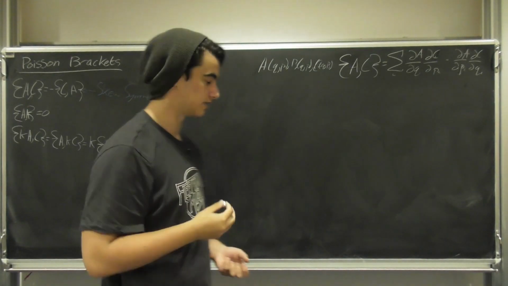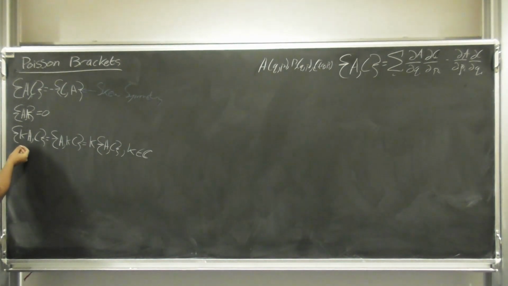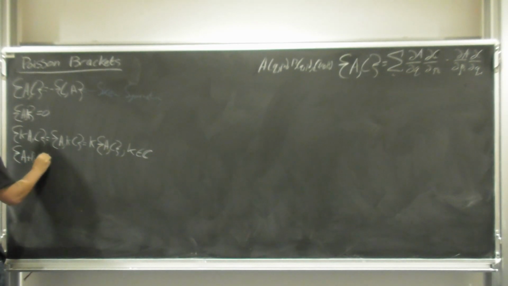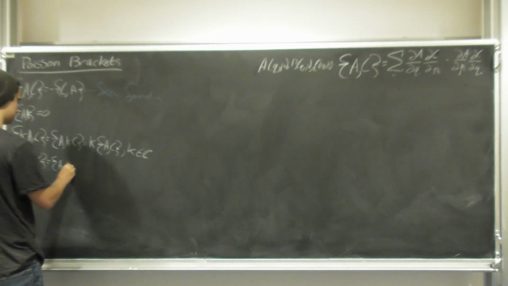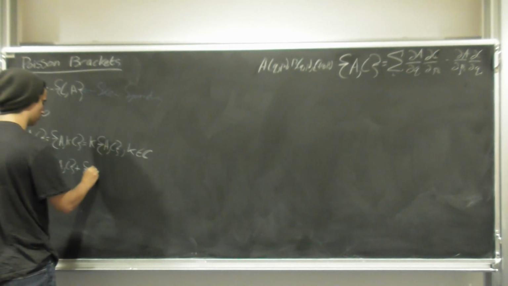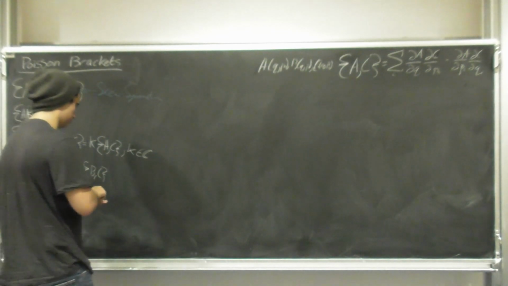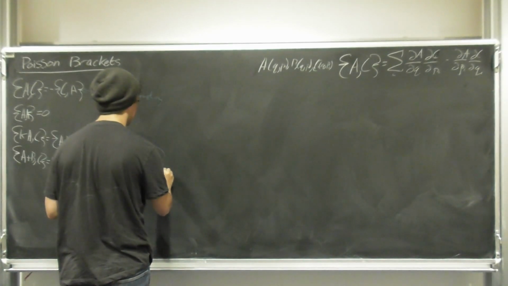The final thing we're going to have a look at is that the Poisson bracket of A plus B with C is the same thing as the Poisson bracket of A with C plus the Poisson bracket of B with C. These two together will give us linearity.